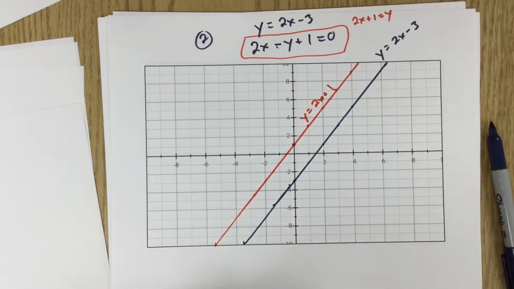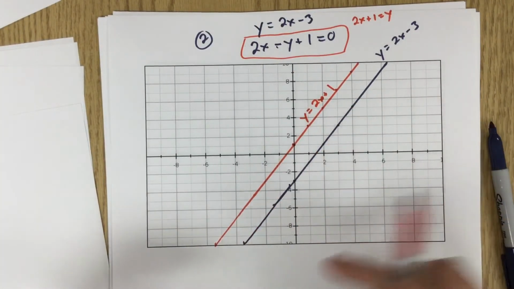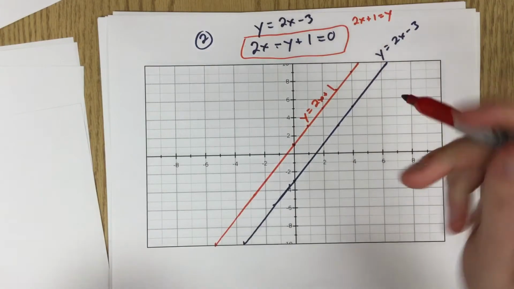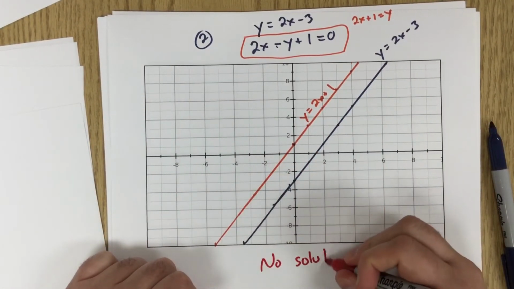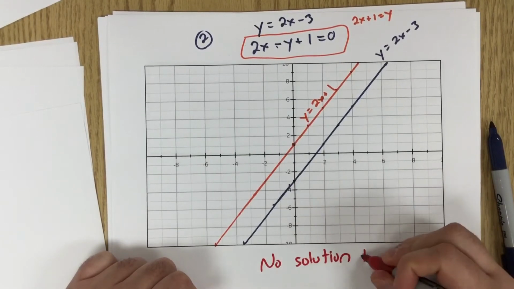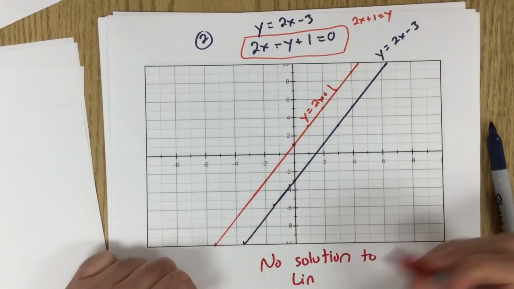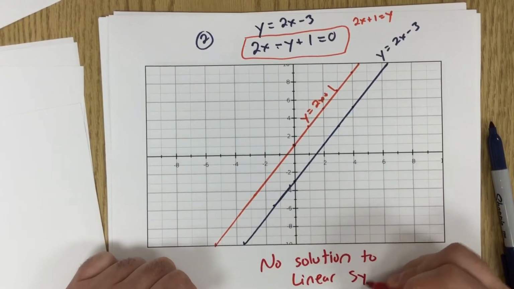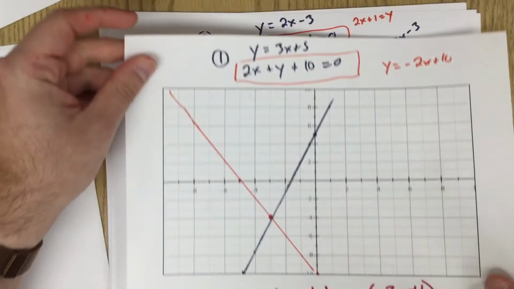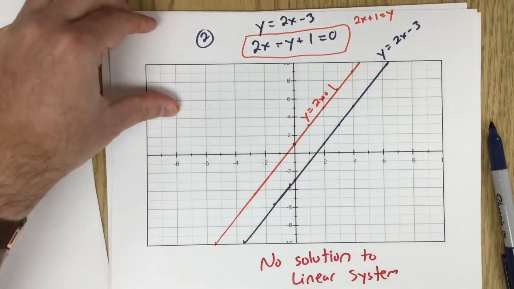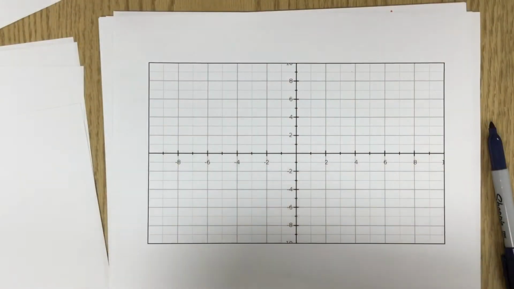And these two lines are parallel. So when are they going to meet? The answer is that they are never going to meet. So since they're never going to meet, there's no point that is on both lines, which means there's no solution to the linear system. There's no solution that works for one that also works for the other. So sometimes we have one solution. Here we had one solution, but here we have no solutions.